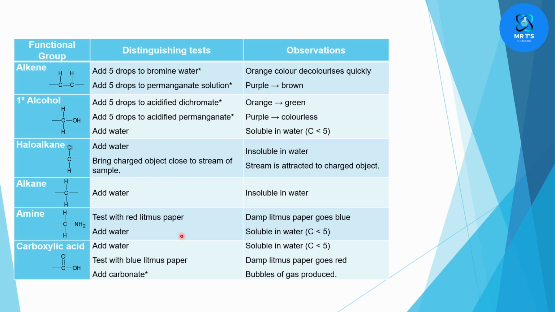permanganate solution, adding acidified dichromate, acidified permanganate, water. You can bring haloalkanes close to a charged particle. You can use red litmus to test for amines. You can use blue litmus to test for carboxylic acids, and you can add carbonates to test for carboxylic acids. So let's just go on and have a look at some of these examples.